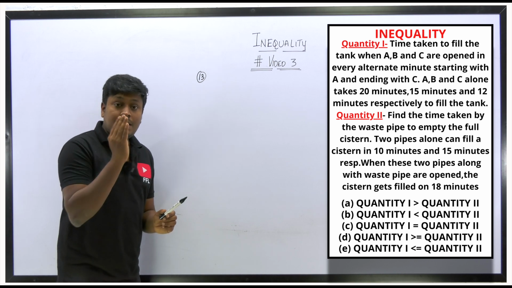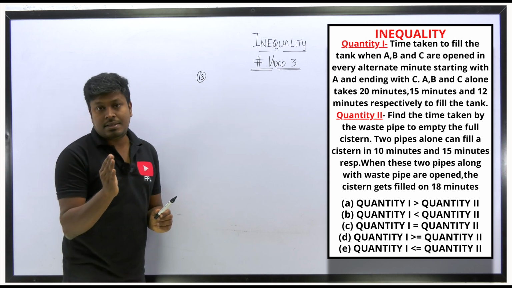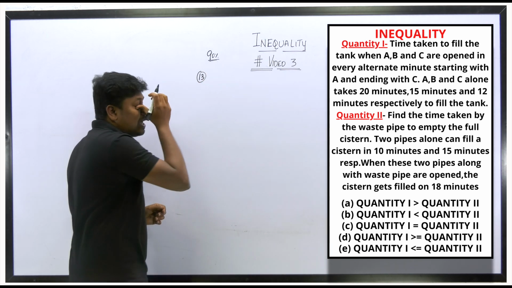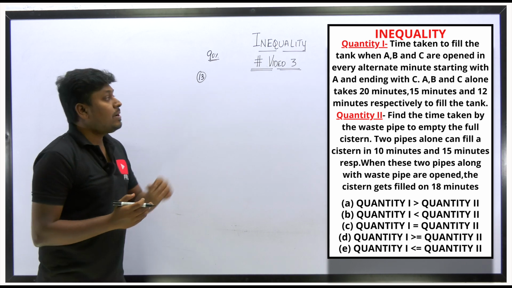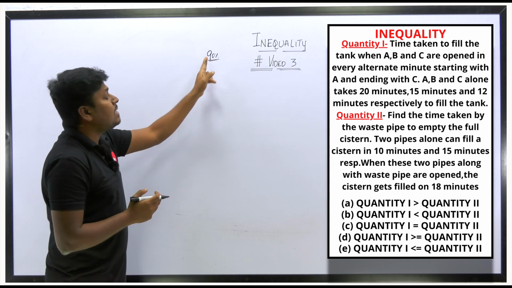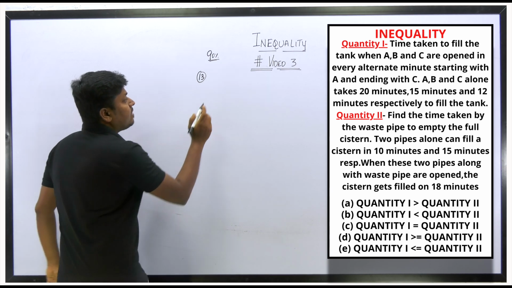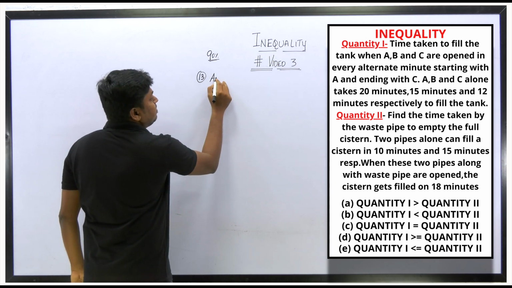I have told you that time and work and pipes and cisterns are more or less the same. 90% of the concept is the same for time and work and pipes and cisterns. So in time and work, I have told you about alternate person working. The same logic I am going to use here. Just listen carefully. So tap A, right?